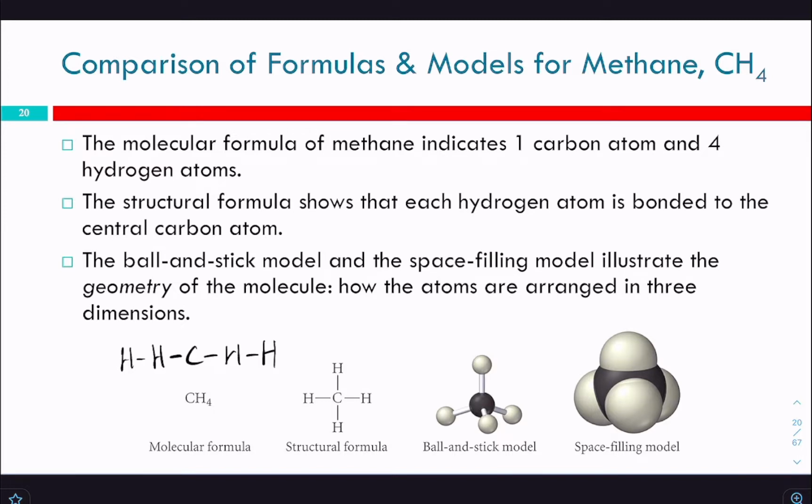So these formulas are useful for different things and for conceptualizing different concepts. For most of the stuff, you're going to be able to use the molecular formula in a chemical reaction. You don't necessarily need to know anything about the structure or the space filling or the 3D shape. If you go into organic chemistry, that becomes a lot more important.